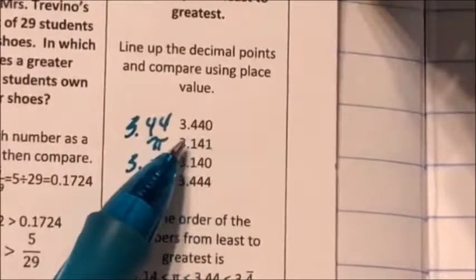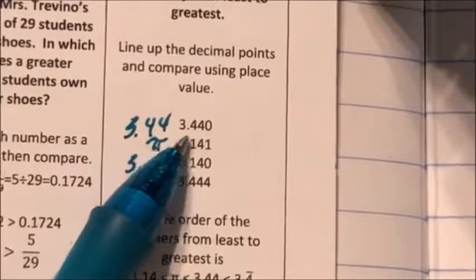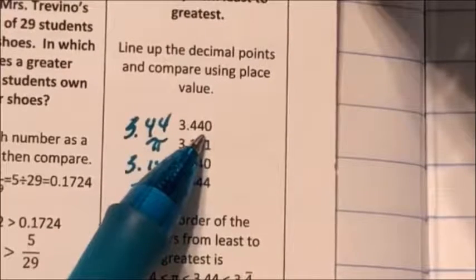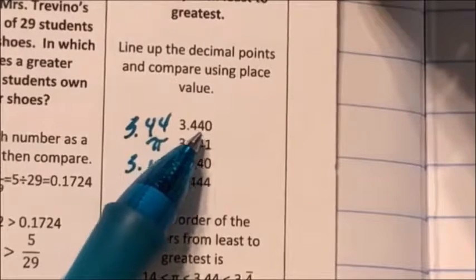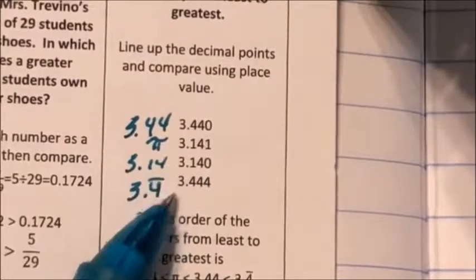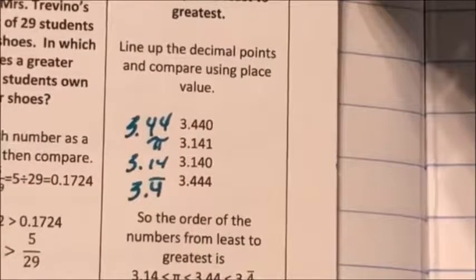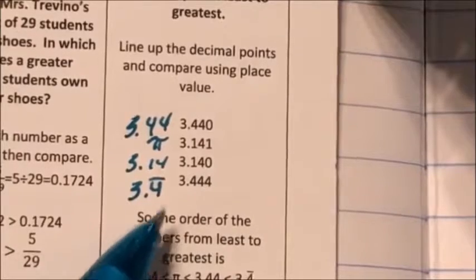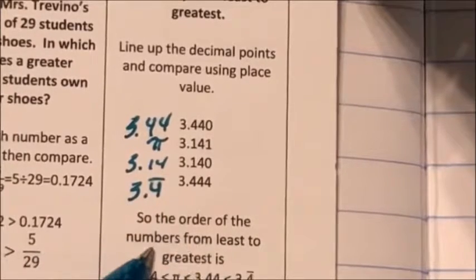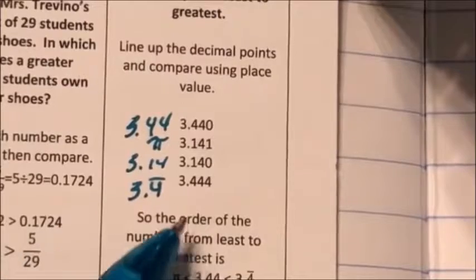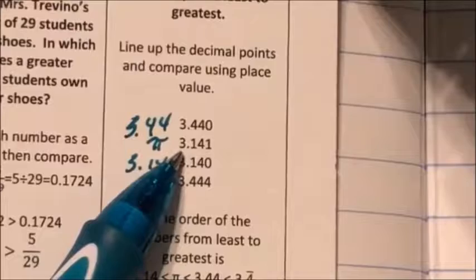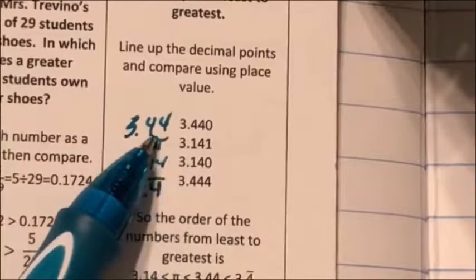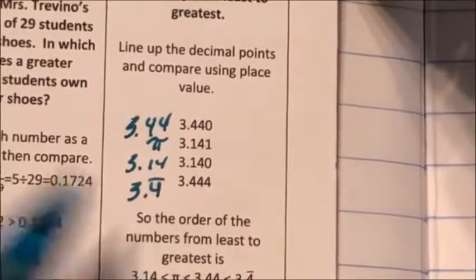In that case, 3.44 becomes 3.440. I'm going to annex some zeros. This will allow me to make sure that they're all lined up and have the same amount of place values. So then I can look down and say the order of the numbers from smallest to biggest is 3.14, then pi, then 3.44, and then 3.4 repeated.